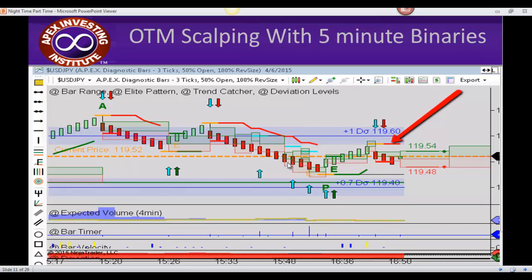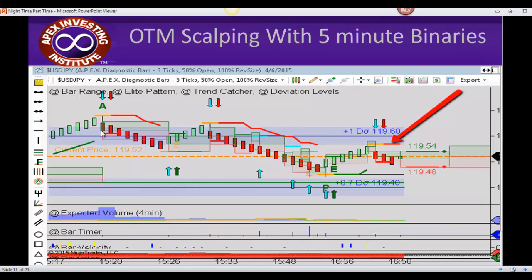Okay? And if you see these squares here, see these boxes? That's what's called our expected range indicator. That does two things for us. It shows us the normal expected range for this time period, and that time period is 5 minutes. These ranges are set to 5 minutes.